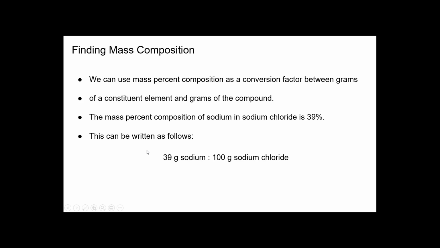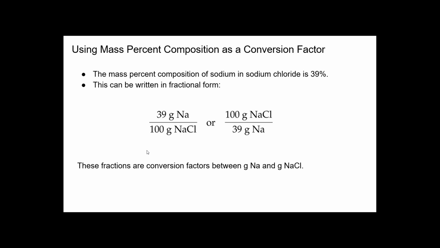Okay, so we can use mass percent as a conversion factor between grams. So if we're given a problem with percent, we always remember that percent is out of 100. And if it's by mass, we can change this to grams. What do I mean? Well, if you're given a problem where sodium chloride is 39%, you can change this to mass because it's always out of 100. So sodium chloride is 100 grams, and the sodium is 39 grams for every 100 grams of sodium chloride. So you could set it up as a conversion factor if you need to use it this way or you need to use it this way.